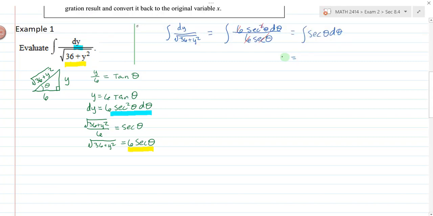And this is one that I said you needed to memorize because it comes up fairly often. The integral of secant theta d theta is equal to the natural log of secant theta plus tangent theta, and this would be plus c because I don't have bounds on my integral.